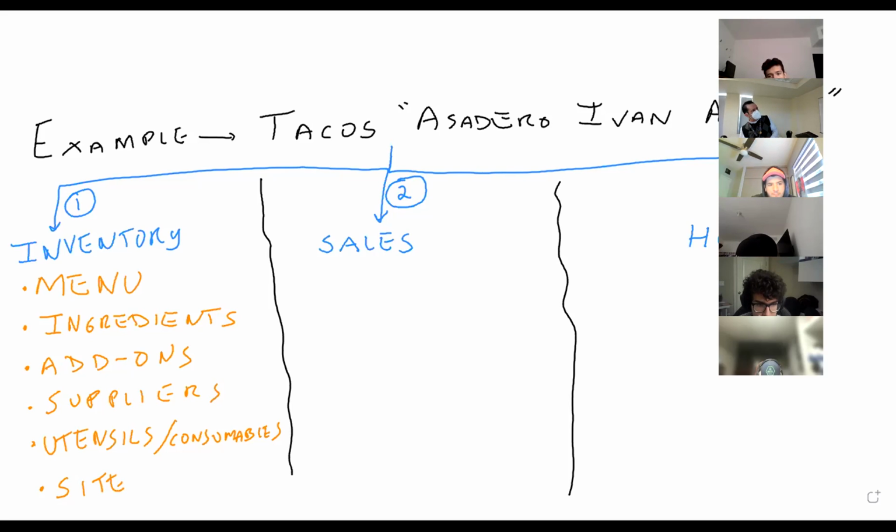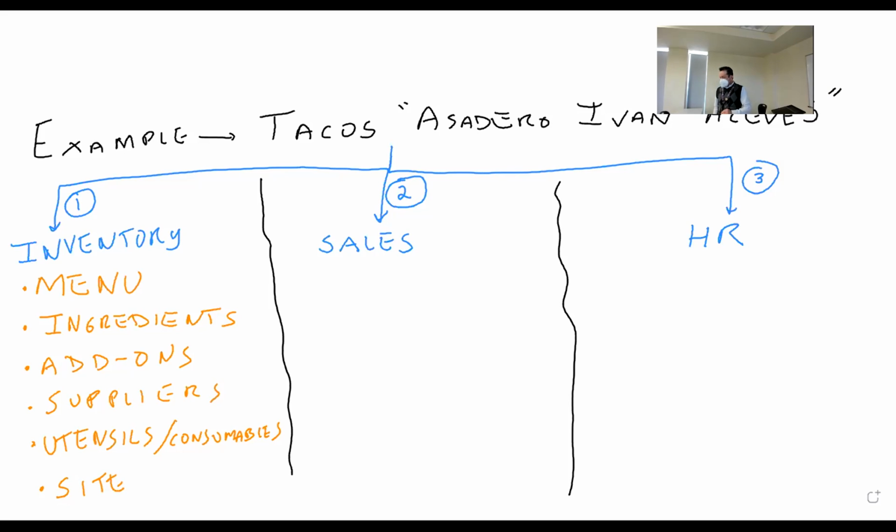Now we're going to jump over to talk about sales. Now we're looking at sales. We want to know what products were sold.